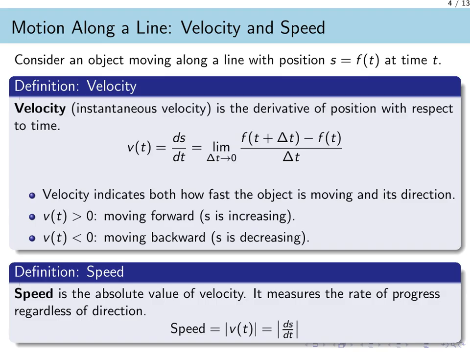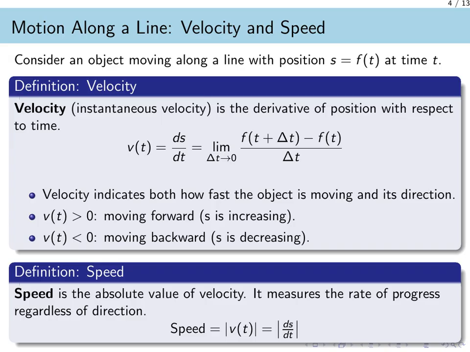We define an object's velocity as the derivative of its position, s, with respect to time, t, which represents the instantaneous rate of change of position. The crucial insight is that velocity tells us two things: how fast the object is moving and in which direction. A positive velocity means the position s is increasing, so the object is moving forward, while a negative velocity means the position is decreasing, so it is moving backward.